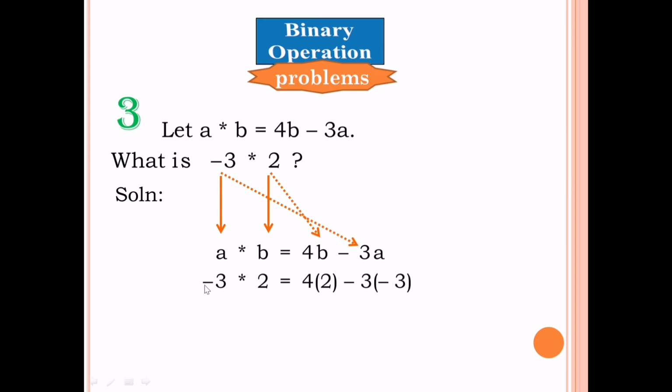So we have negative 3 binary operation 2 equals 4 times 2 minus 3 times negative 3. Okay, simple arithmetic. So we have 8 plus 9 equals 17. Negative times negative is positive, so it becomes 9. So 8 plus 9 is 17. Therefore, negative 3 binary operation 2 equals positive 17 in the given binary operation.